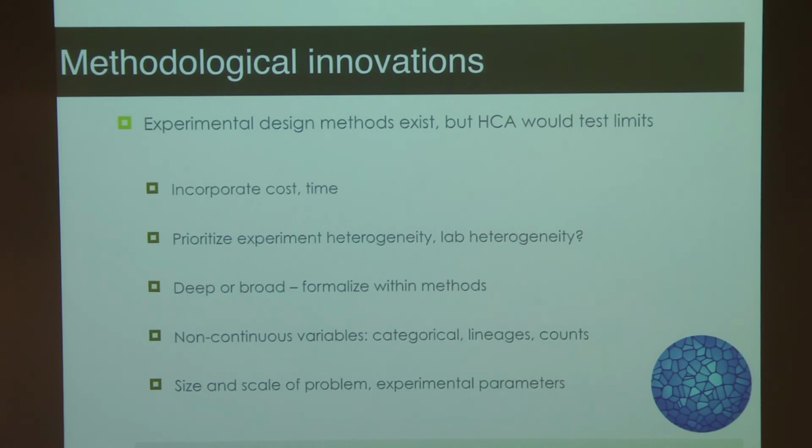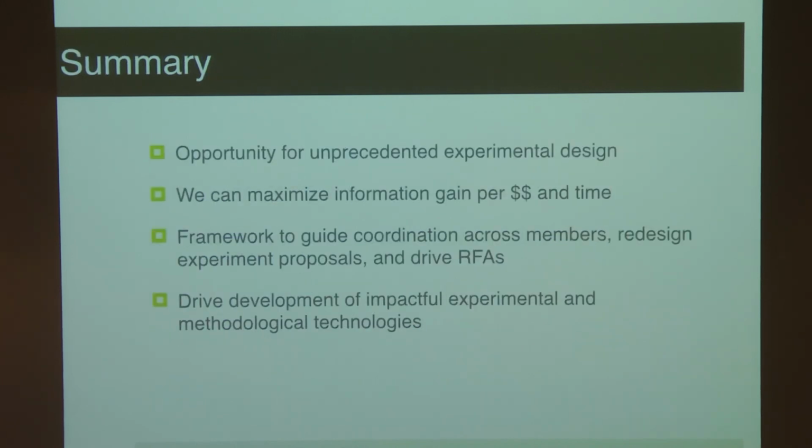The scale and the size of the problem are just gigantic. The number of experimental parameters that we can consider in any one of these experiments is huge compared to what these methods are currently capable of doing. So I feel like there are some interesting ideas there. So to summarize, I think this is a really exciting opportunity for unprecedented experimental design from the statistical perspective. Our goals ultimately, I think, should be to maximize information gain per dollar in time, but how we design that information gain function, I think, is going to be critical to getting this right.